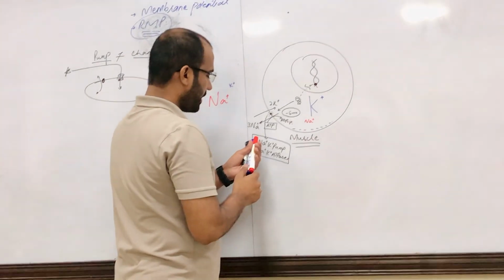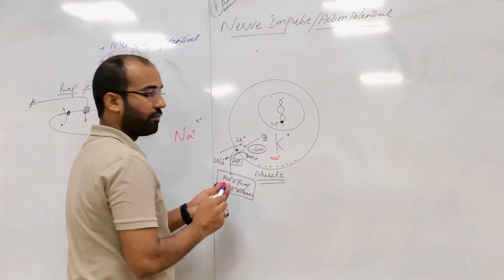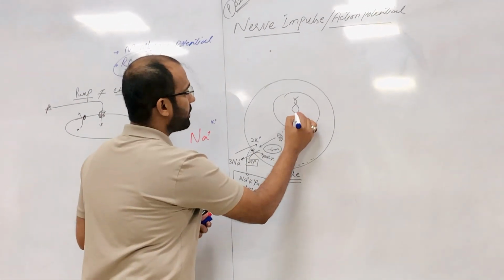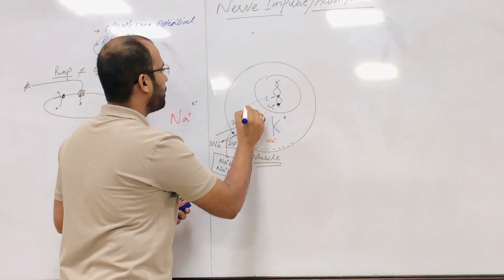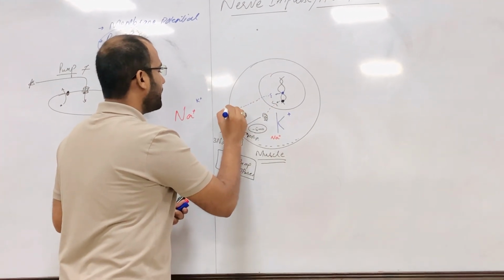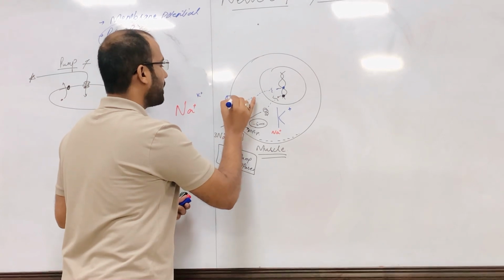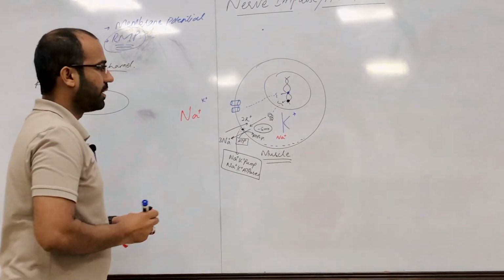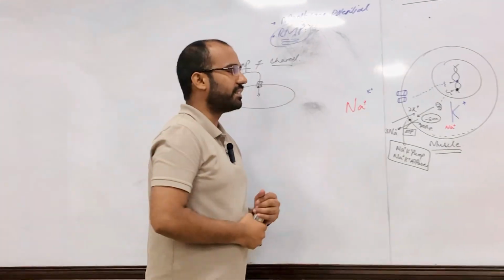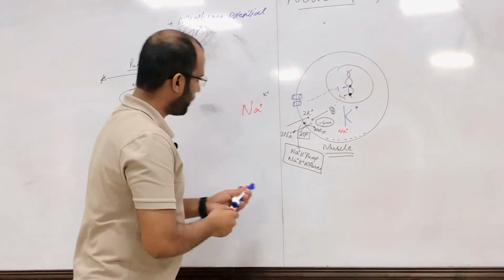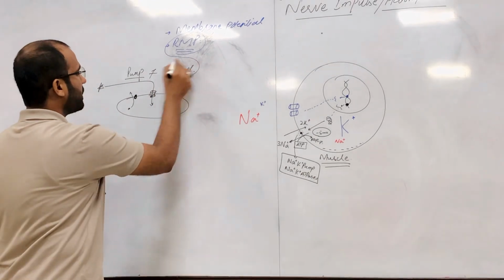Now, another enzyme will be activated, and of course messenger RNA, and this will make the protein. These are the channels embedded in the cell membrane. Now, what are these channels? These channels are the potassium channels. You must be knowing there are different channels present.